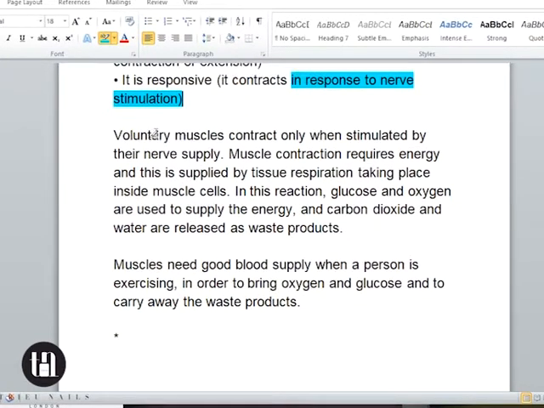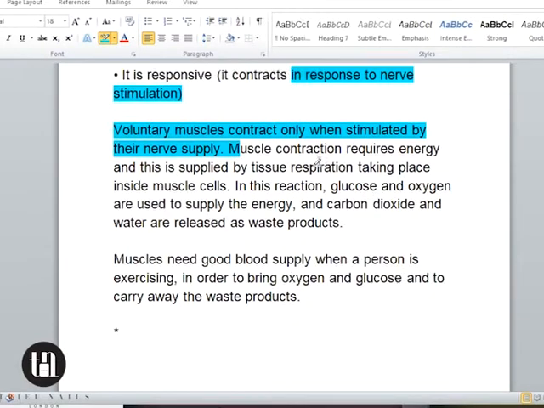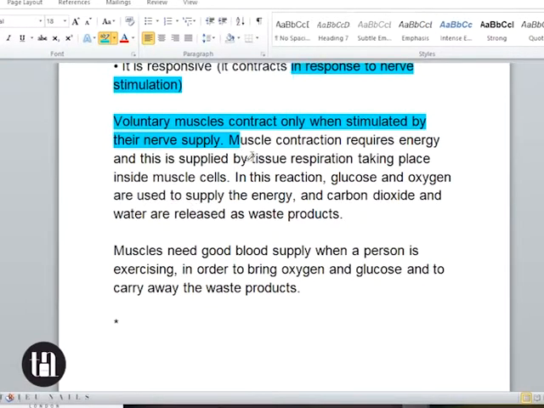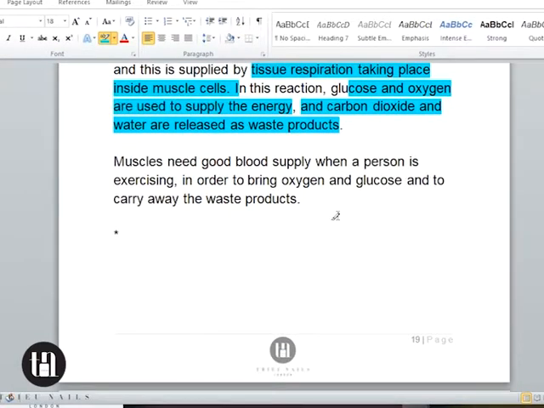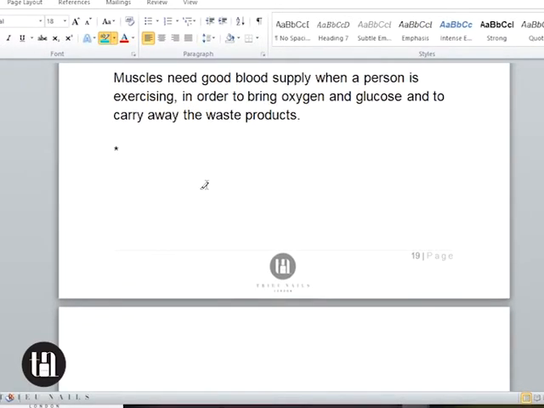This point is again reiterated here. So voluntary muscles contract only when stimulated by a nerve supply. It requires energy, and this is supplied by tissue respiration taking place inside the muscle cells. In this reaction, glucose, which is sugar, and oxygen are used to supply energy, and then carbon dioxide and water are released as waste products. Muscles need a good supply of oxygen and glucose when a person is exercising, and to carry away waste.